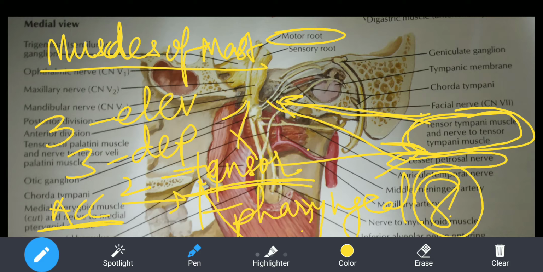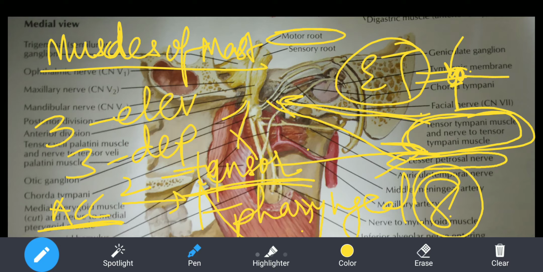No, that is palati. I'm sorry, tensor palati muscle. Tensor palati muscle is going to modulate the opening and the closing of the eustachian tube in the pharyngeal part, and as a result the air balance in the middle ear and the throat is maintained by this eustachian tube. And this was my viva question. Okay, this was my viva question.